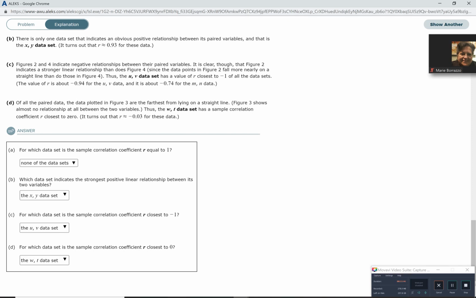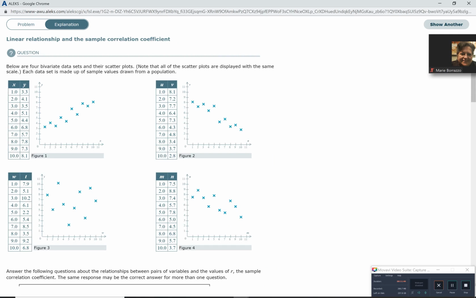The last one, for which data set is the sample correlation coefficient R closer to 0, meaning no association. And so if you remember on the left-hand side bottom part, you have this cluster WT, and WT is pretty much all over the place.